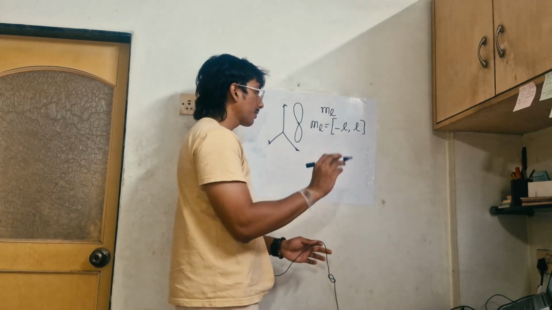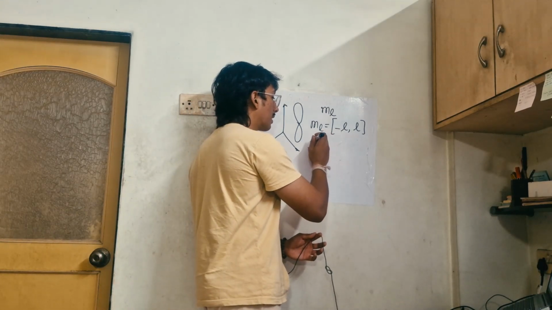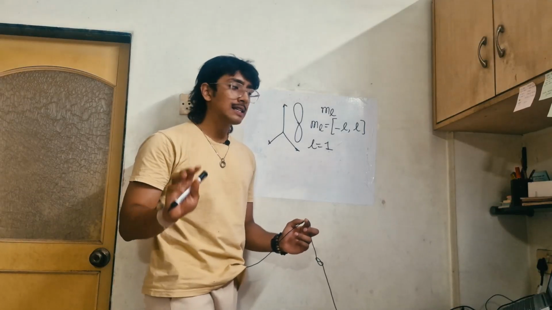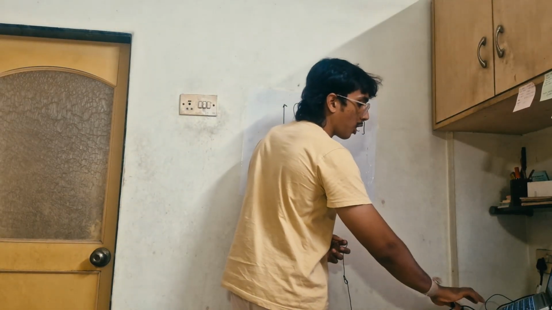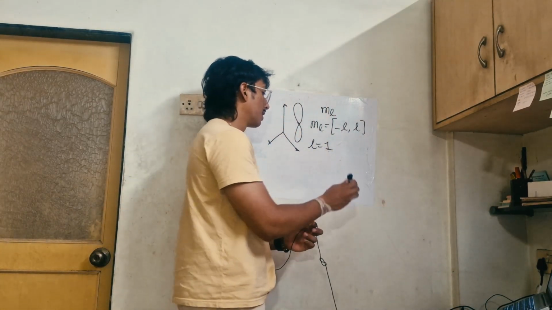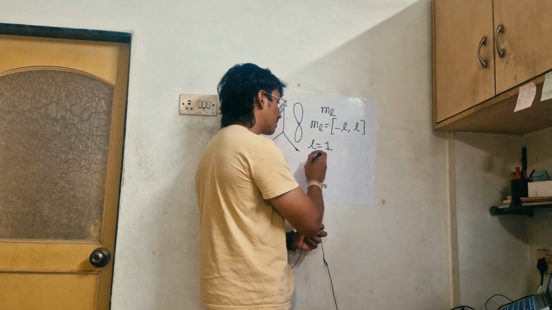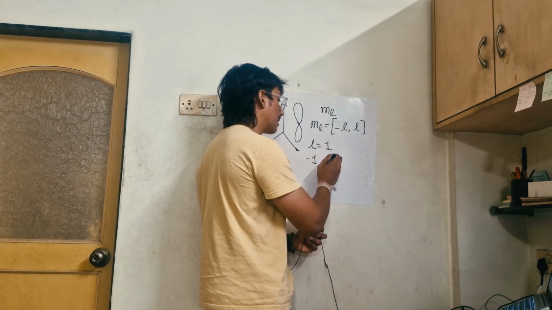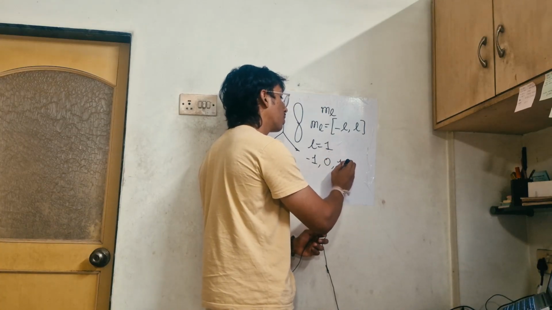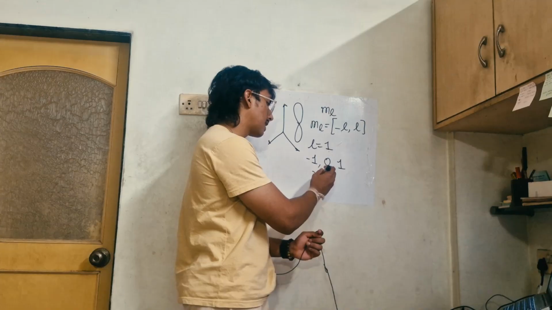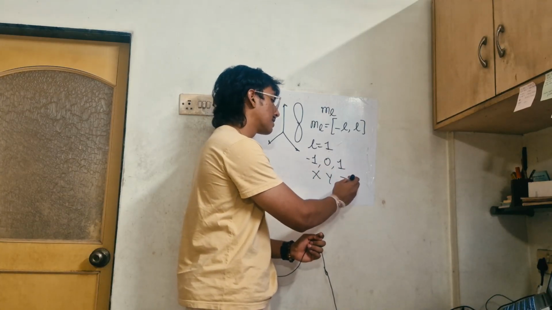यानी क्या? Let's say that my electron occupies a certain p orbital. It can occupy 3 different orientations. Something corresponding to minus 1, something corresponding to 0, and something corresponding to 1. Arbitrarily, let me say this is aligning to x-axis, this is aligning to y, and this is aligning to z-axis.